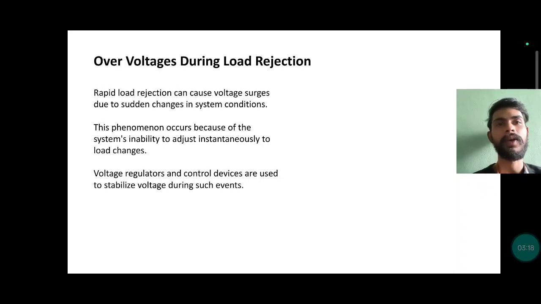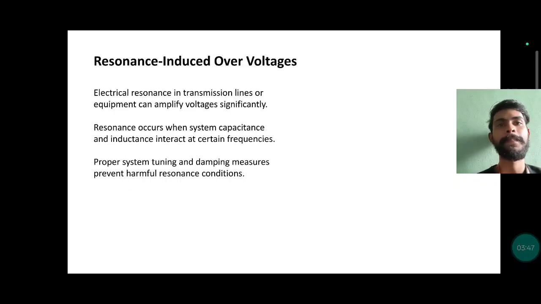The next one, over voltage during load rejection. Rapid load rejection can cause voltage surges due to sudden changes in system conditions. This phenomenon occurs because of the system's inability to adjust instantaneously to load changes. Voltage regulators and control devices are used to stabilize voltage during such events.